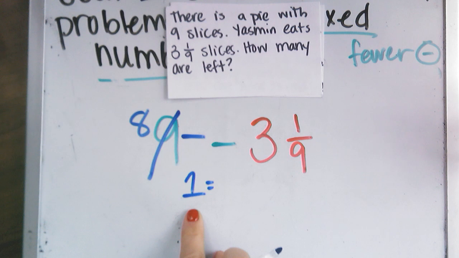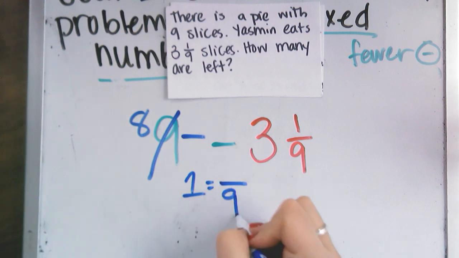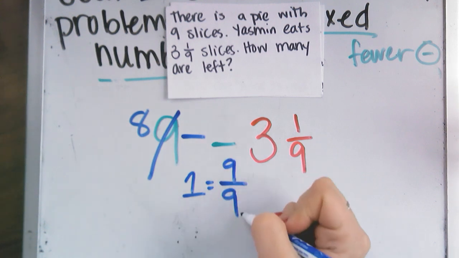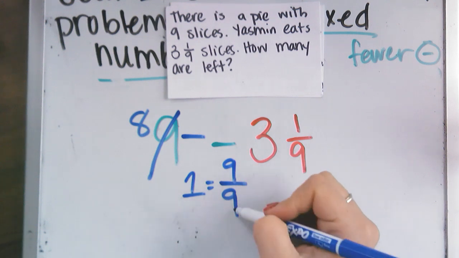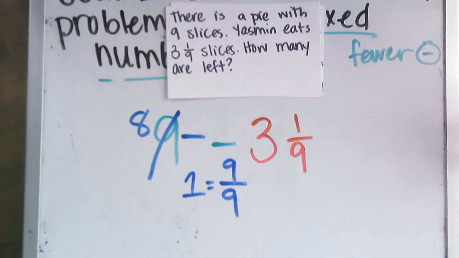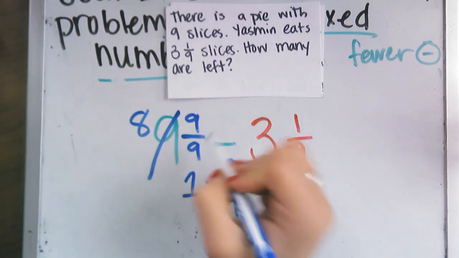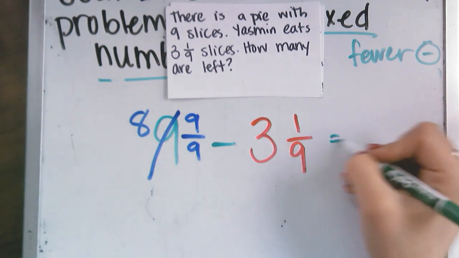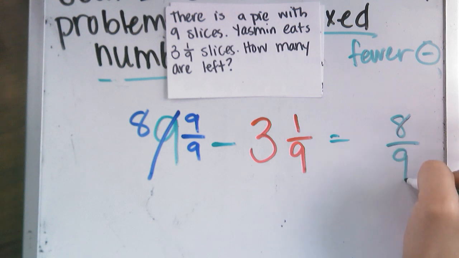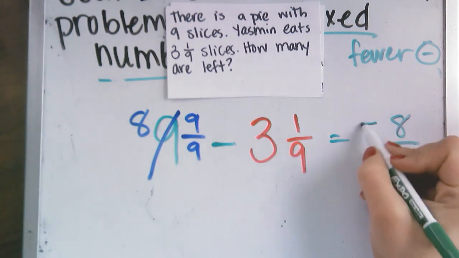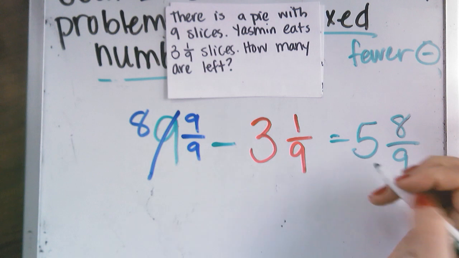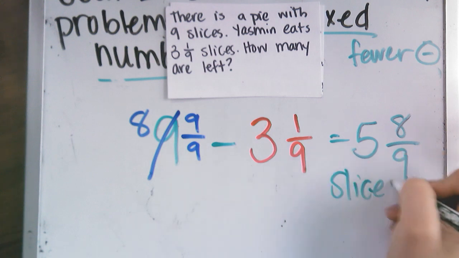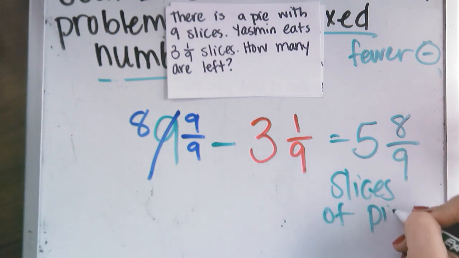And when I put that one whole into a fraction, if I'm in ninths, 9/9 is going to equal a whole. So when the top and bottom number are the same, it equals a whole. So I'm going to change that into 8 9/9. And then I can do my subtraction. So 9/9 minus 1/9 equals 8/9. And 8 minus 3 equals 5. So 5 8/9 slices of pie.